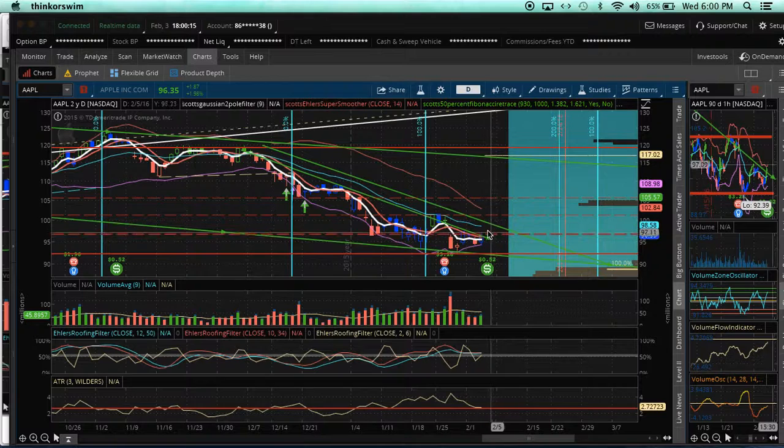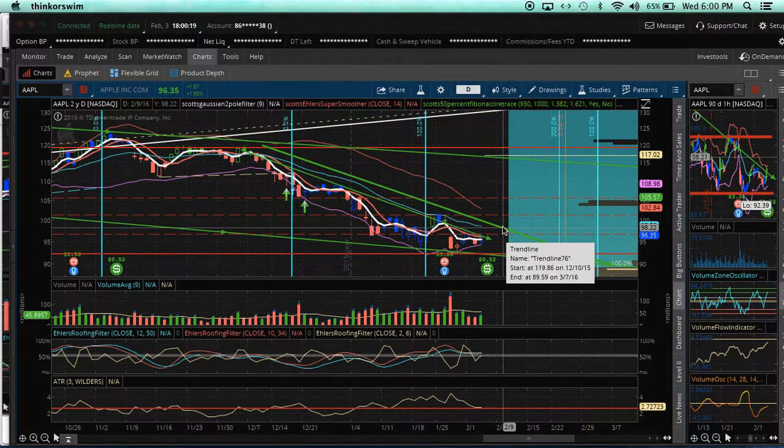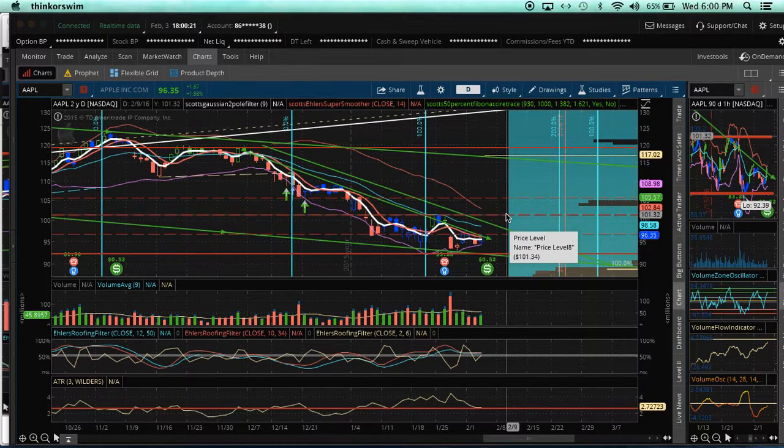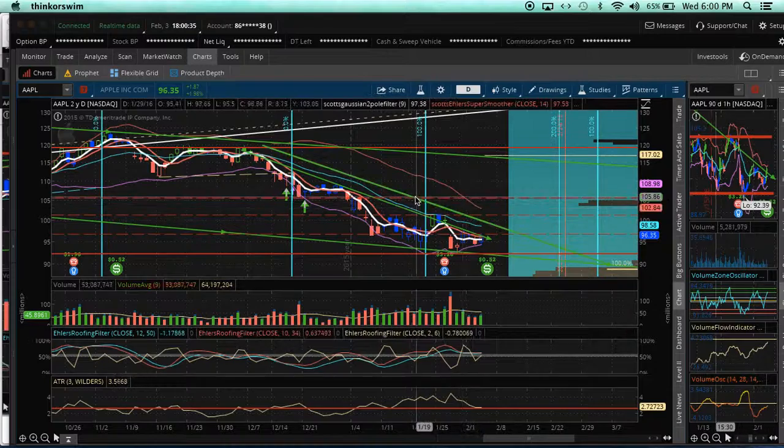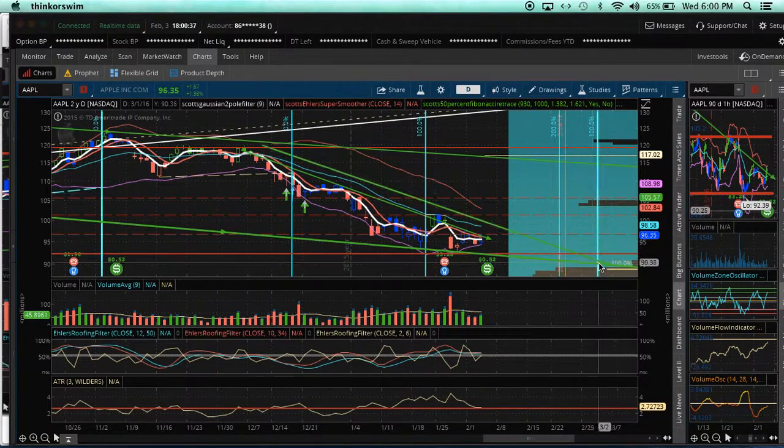Until I get a break of this trend line here and a close above 101.32, I'm not going to expect it to get back up to here. Until it breaks that, we're just going to have to assume that it's going to keep on following this trend line down, and it might drop down to 80 in the month of February.